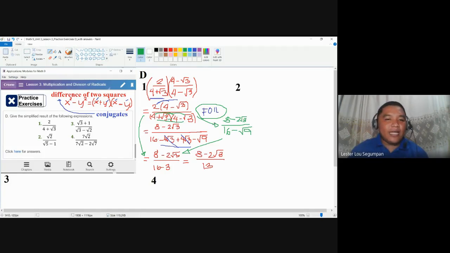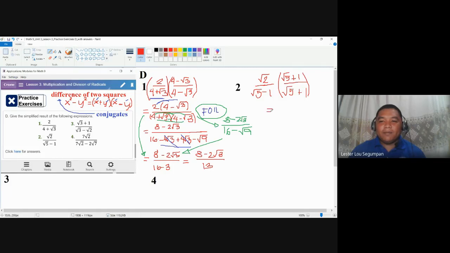Let's use that for number two. Number two, you have square root of 2 over square root of 5 minus 1. So to rationalize this, we are going to use the conjugate of the denominator, square root of 5 plus 1. Same first term, same last term, different operation. And then to make sure that this is equal to 1, we will have the same value as the denominator here. Earlier, the given was plus. Here, the given is subtraction, minus. So the conjugate is now plus.